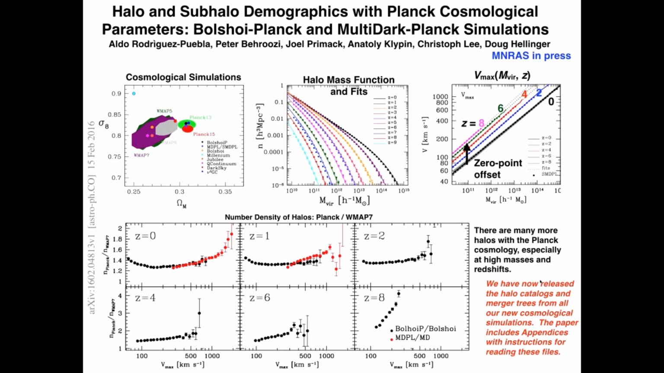We've now released catalogs and merger trees from all of these simulations. There's 180 stored time steps for Bolshoi Planck, for example. Every halo is identified and all of its properties are given, and also all of the history of all of the halos is now available. So Appendix B of our big paper, the Rodriguez-Puebla, Behroozi et al. paper, has all of that information. And it also, of course, points to where these are all released. The paper was just accepted, and it'll be out in Monthly Notices in a week or so, I think. It's been on the web for some time.